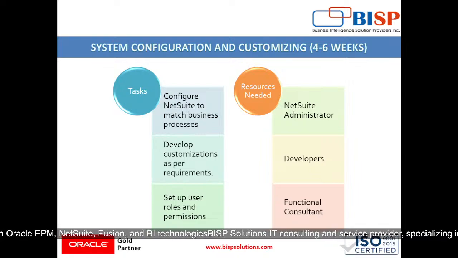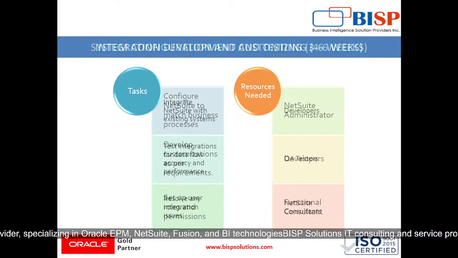Then comes our fourth phase, which is system configuration and customization. It will take around 4 to 6 weeks. The tasks involved are configuring NetSuite to match business processes, developing customizations as per requirements, and setting up user roles and permissions. We will require resources like a NetSuite administrator, developers and a functional consultant.